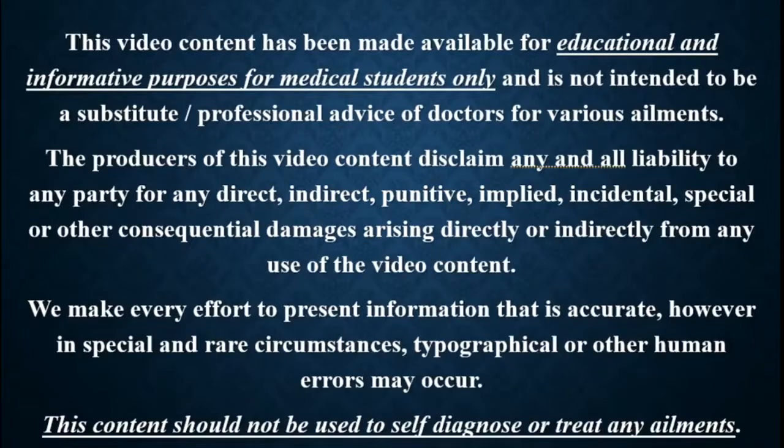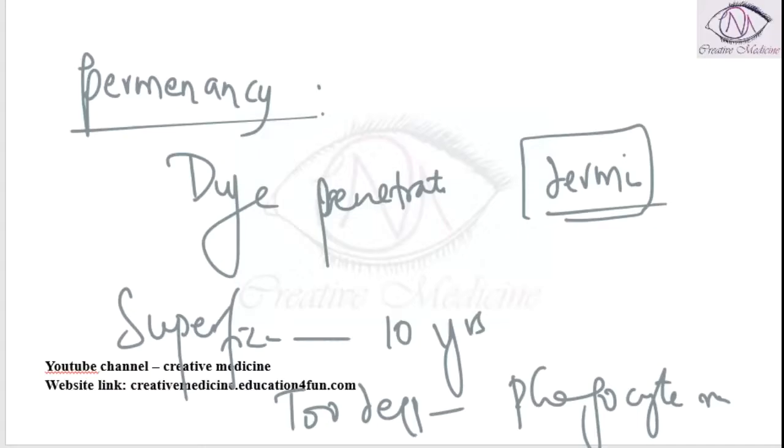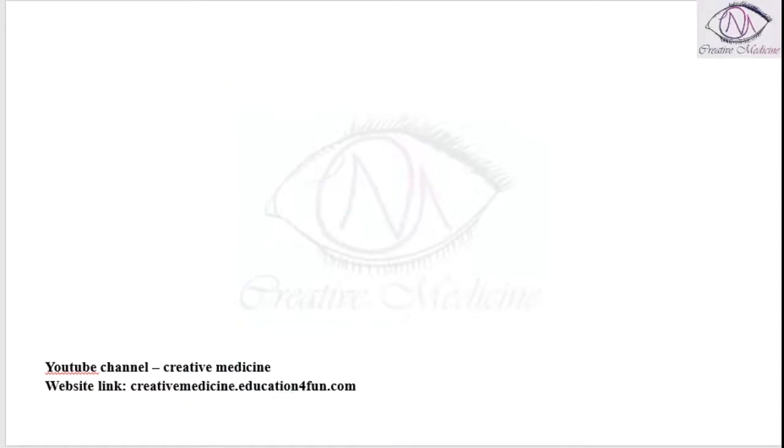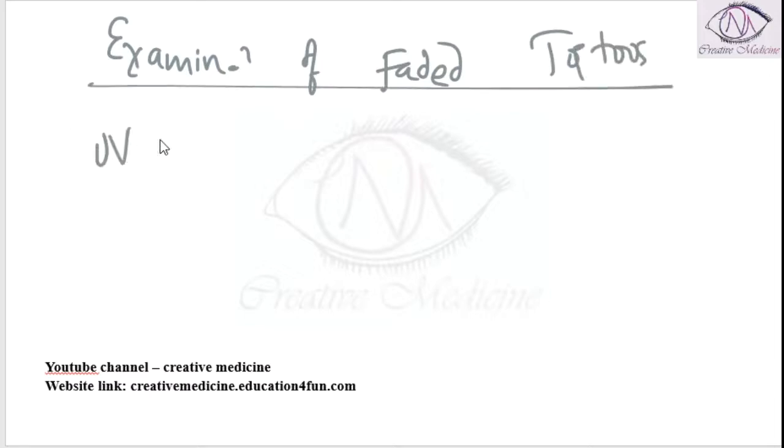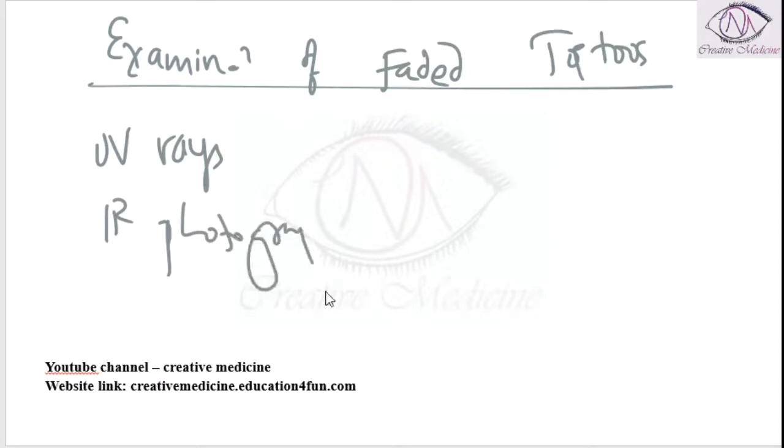In this lecture, we will learn about examination of faded tattoos. Faded tattoos can be examined by four methods. 1. Ultraviolet rays. 2. Infrared photography. 3. In a decomposed body, the epidermis can be removed to examine the tattoo in that area.